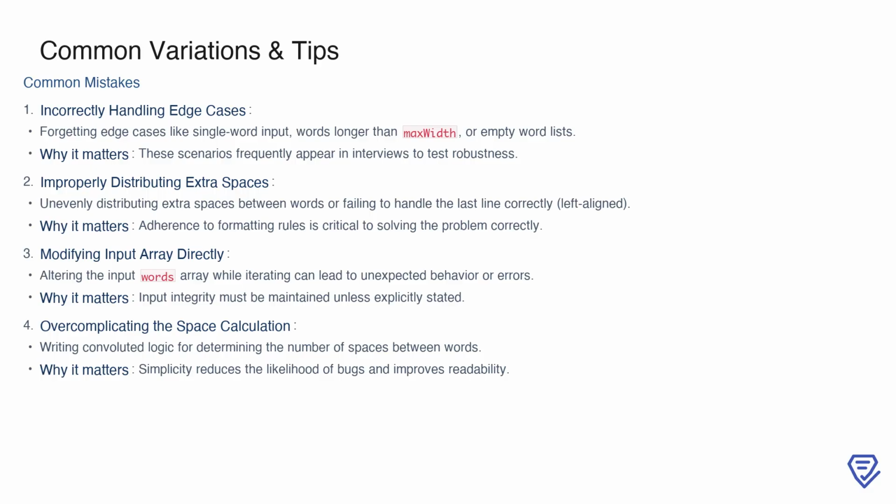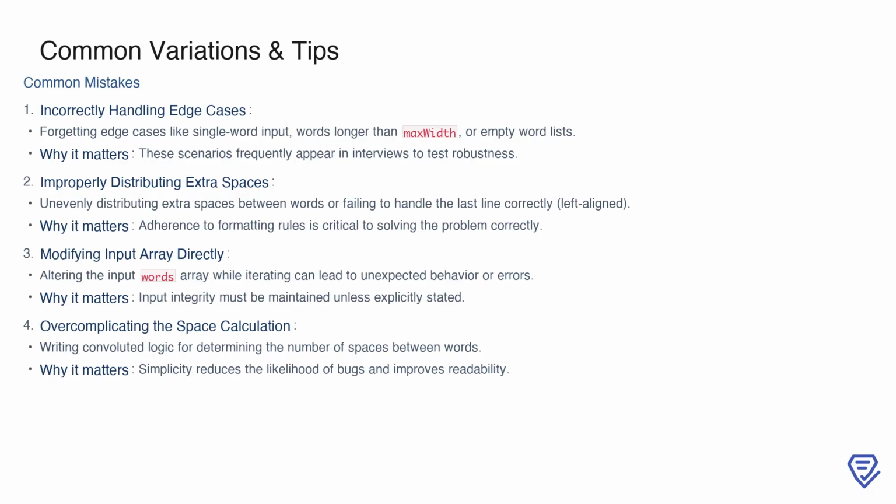test your thoroughness. Another common issue is improperly distributing extra spaces between words. It's easy to make mistakes that result in uneven spacing or failing to left align the last line as required. This is important because maintaining the correct formatting rules is a key part of the problem. Modifying the input array directly is another mistake to avoid. If you change the words array while iterating, it can lead to unpredictable behavior or errors. Always maintain the integrity of the input unless explicitly told otherwise.